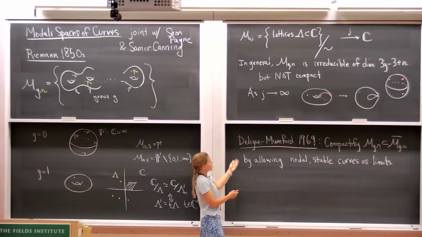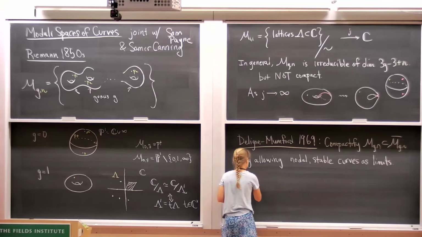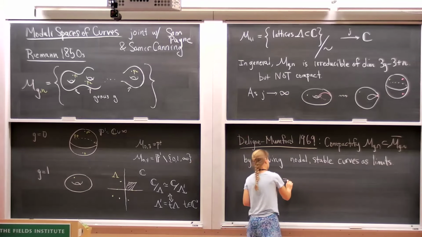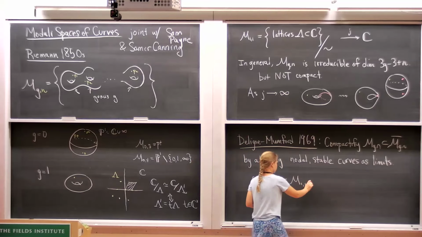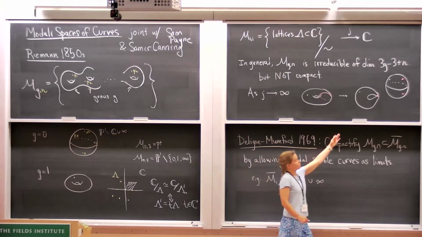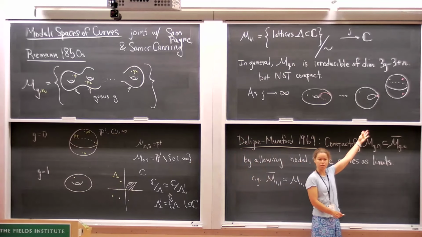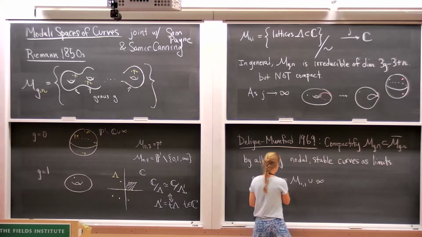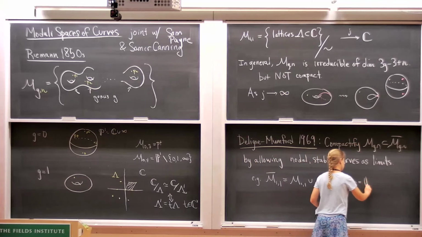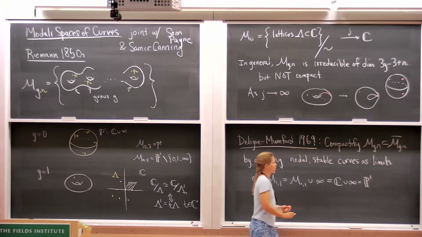So in this example here, M11 bar is M11 union a point at infinity that corresponds to this singular curve. And so, in fact, that's C union infinity, which is a copy of P1.